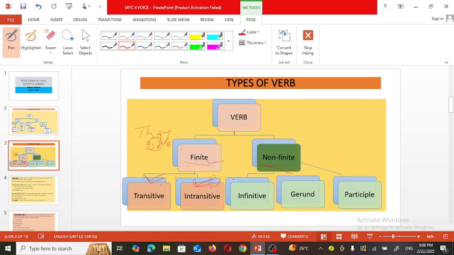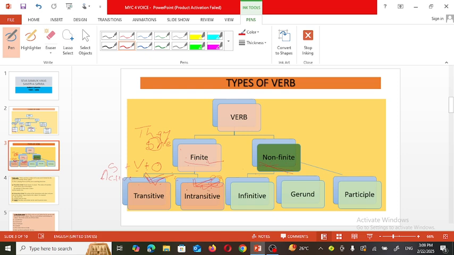She comes on time. So here it is not necessary that the object should be followed by the verb. So such verbs are called intransitive. In short, transitive means where there is subject, verb, object. Such an arrangement, subject, verb, and object, you are able to see when the sentence is in the active voice.